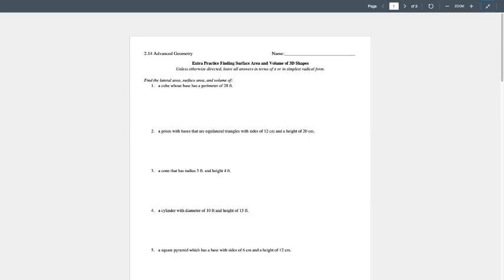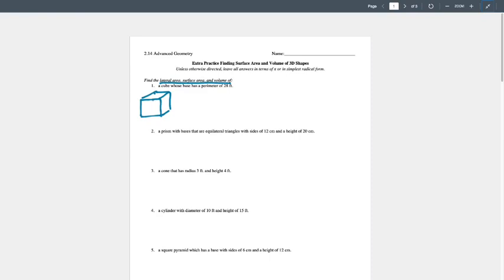So anyway, this first question says we're asked to find the lateral area, the surface area, and the volume for each of these. So we've got a cube. You'll have to excuse my drawings, they won't be the best. Its base has a perimeter of 28.